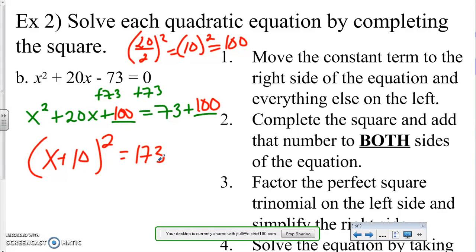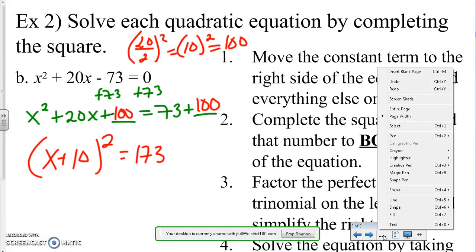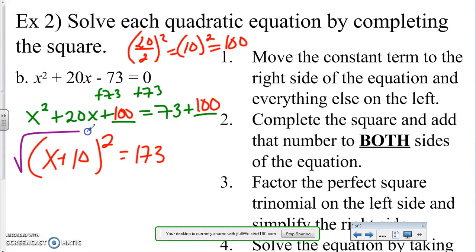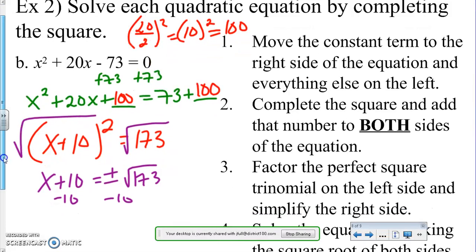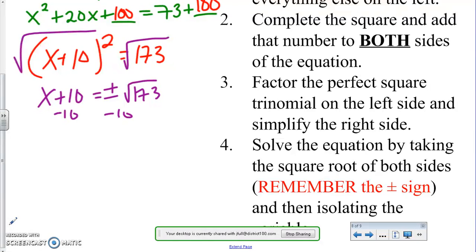Continue to solve by using square roots. So we're going to take the square root of both sides. And since we can't break down the square root of 173, we're actually going to leave it like that. And then we're going to subtract 10 from both sides. Okay, so this one's a little different. We're going to leave this as an exact answer. We have negative 10 plus or minus the square root of 173.